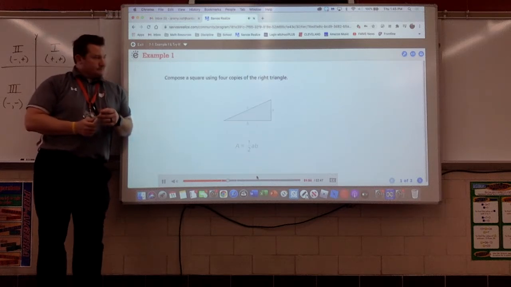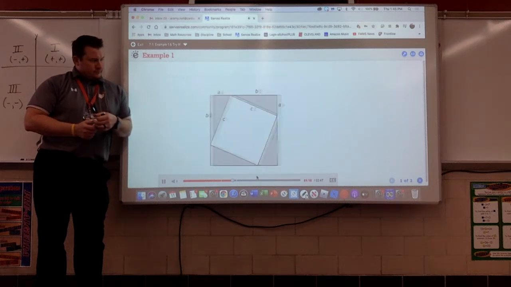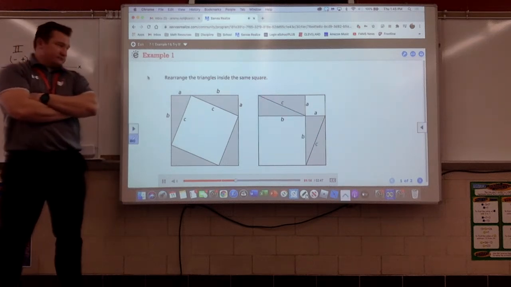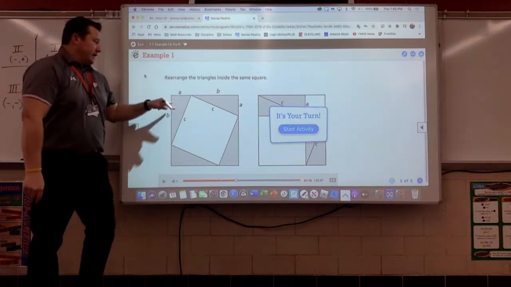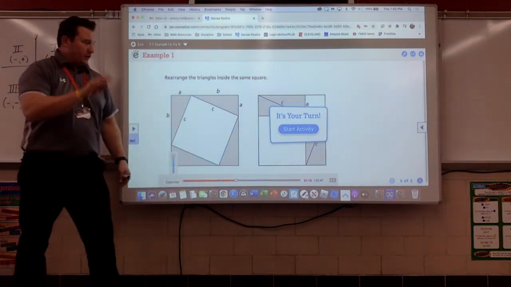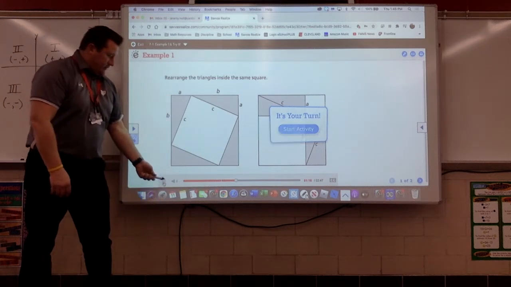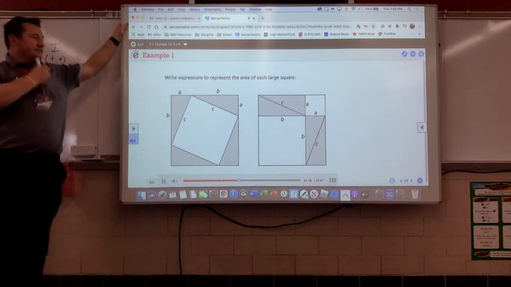Let's begin by composing a square using 4 copies of the right triangle. The next step is to rearrange the triangles inside the same square. Wow. Okay? So again, they started with that same triangle 4 times, right? Then again, they kept each side A, B, and C. You're going to see some funness here. The total area of each square is equal to the sum of its parts.